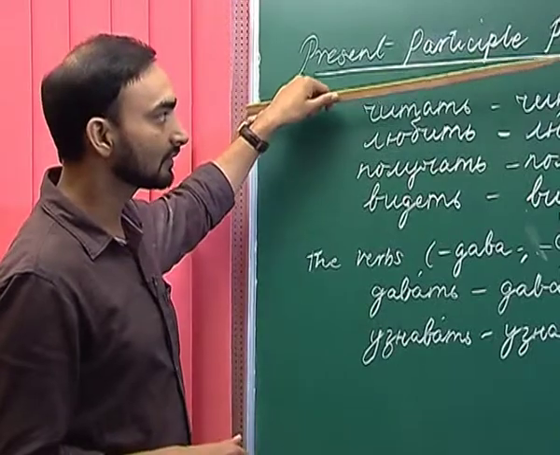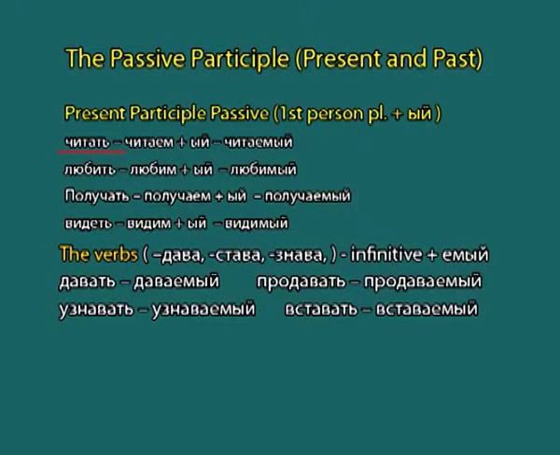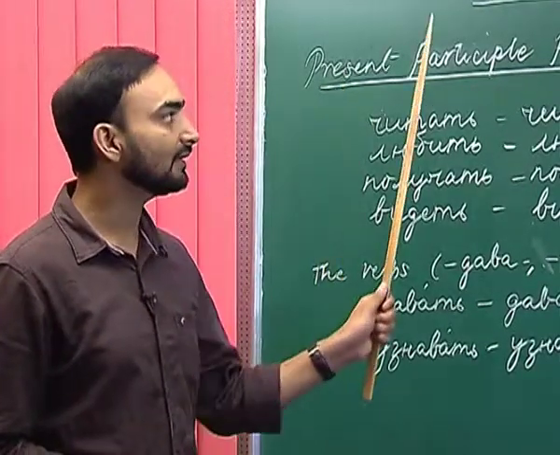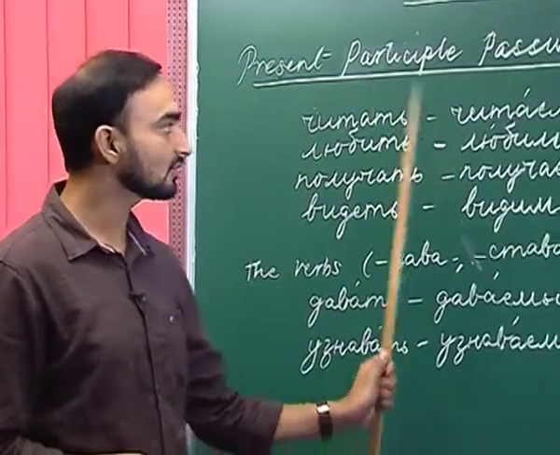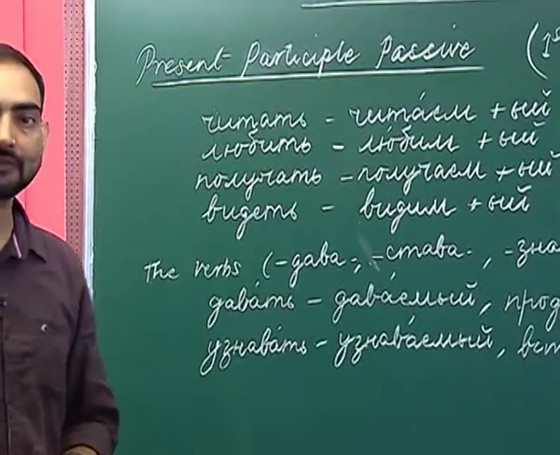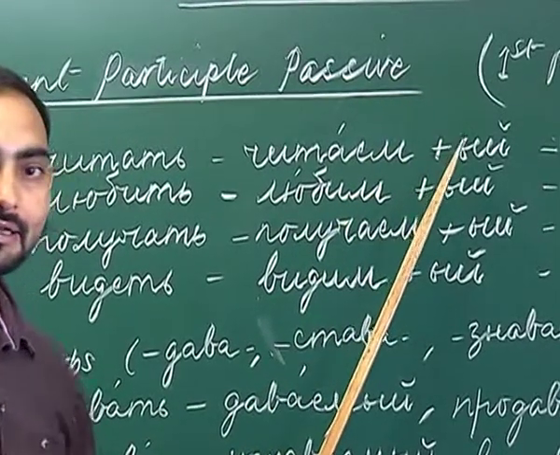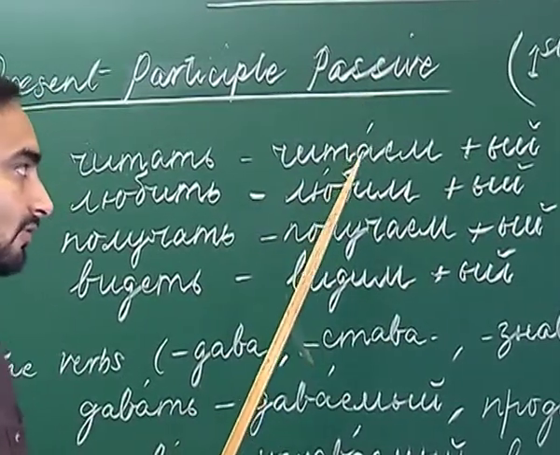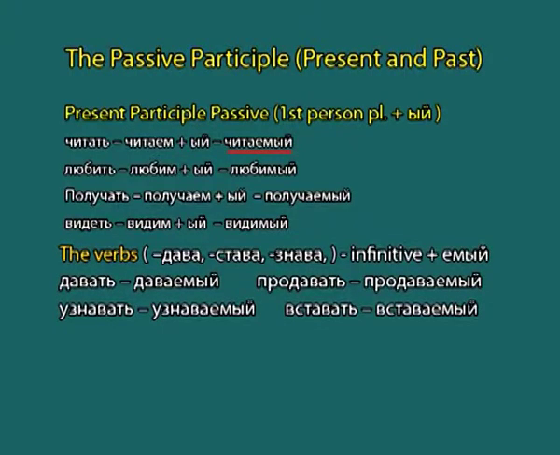So, now let us try to form the present participle passive with verbs like читать, любить, получать and видеть. How do we form the present participle passive from these verbs? The rule is very simple. The first thing you have to do is take the conjugated form of these verbs in the first person plural. So, with мы, if we conjugate the verb читать, what do we get? Читаем. And then you add the adjectival ending -ый. So, first take the first person plural conjugated form and then add the adjectival ending -ый and you get the present participle passive.